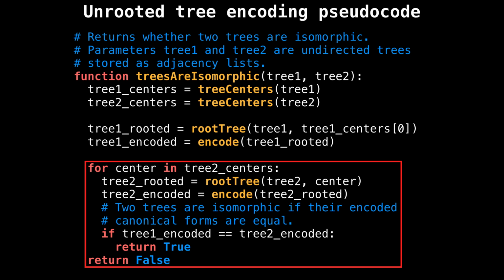Coming back to the main method, now the next thing we want to do is encode the second tree and compare the encoded result. But if the tree has two centers, we don't know which center node in the second tree is the correct one, so we need to try both. For this, iterate over both centers and root the tree, comparing the encoded result with the one from the first tree. If there's any match, then we know for sure that the trees are isomorphic.